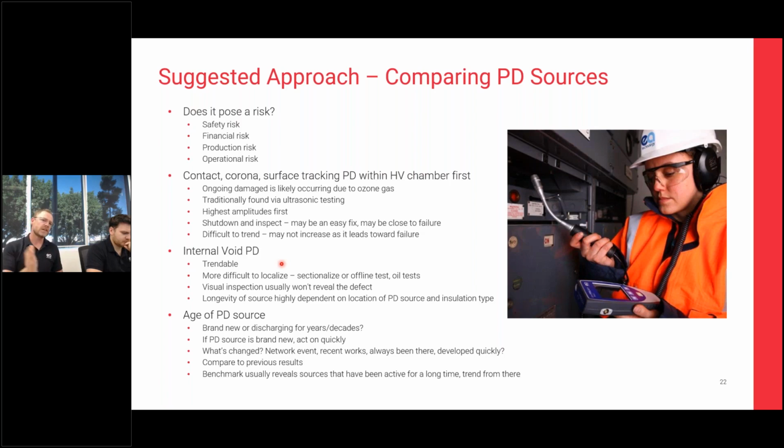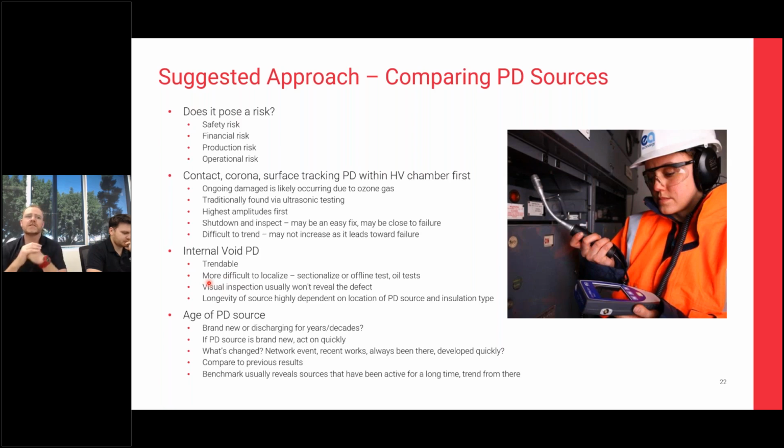So for you to fully track them down and locate it to an individual component can be a difficult thing to do. That's where we do sectionalizing. We can introduce offline PD testing. If you think it might be within an oil-filled chamber, we can do oil tests such as a transformer or an oil-filled ring main unit. These are the types of things we can do to figure out where they're coming from.